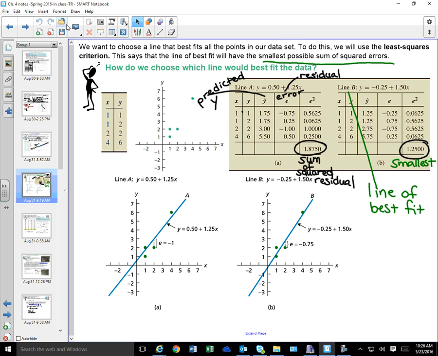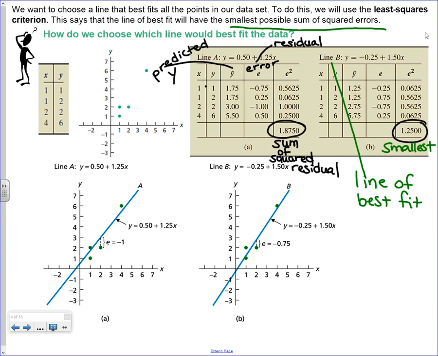And the way we're going to figure that out is using our least squares criterion. The least squares criterion, you might hear for our regression, it's sometimes called the least squares regression, and that's why it's called that, because we're using this least squares criterion. The least squares is talking about the smallest sum of squared. Okay, so the least squares is the smallest squared errors.